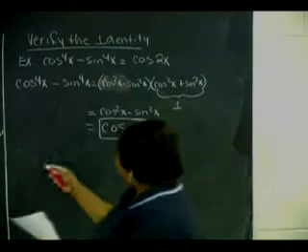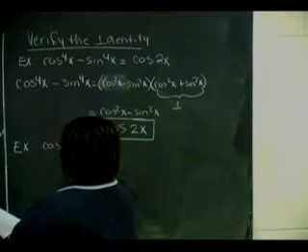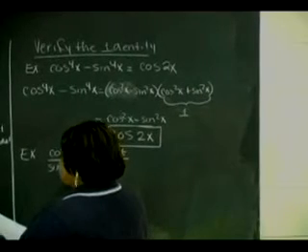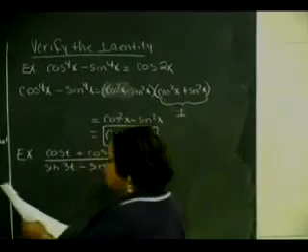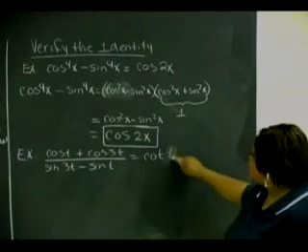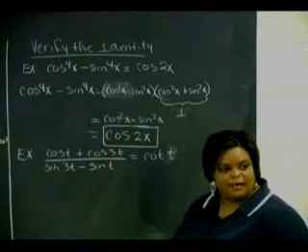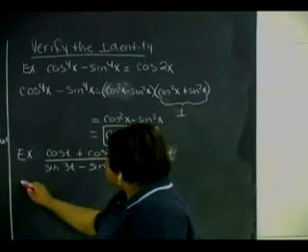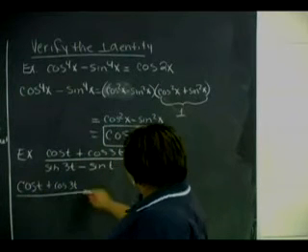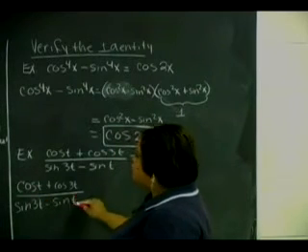One more verifying identity. Suppose we have cosine t plus cosine 3t all over sine 3t minus sine t, and we want all this stuff to equal cotangent t. So, of course, we need to work with the left-hand side. And we may need to use what here? What do you think we need to use?